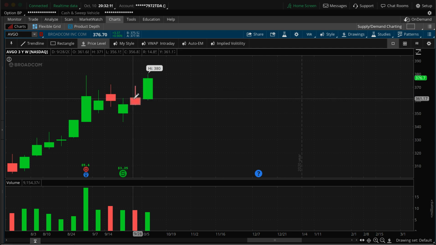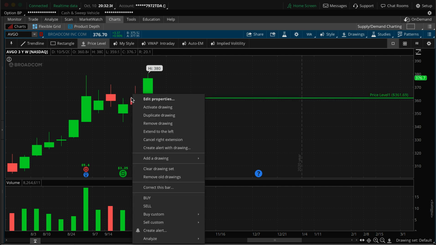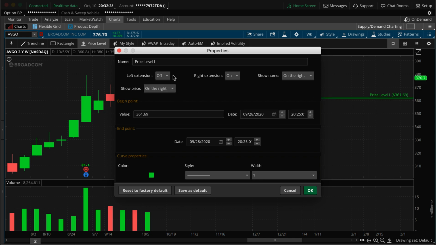So we could put one here. We have this basing candle followed by this rally, so we could put a zone there. Looking at the opening price of the candle, it was 261.68, so that is what we want to put as our price. I have mine set to green. You want your left extension off and your right extension on to show the name and the price on the right. So I said that was $361.68, I believe. I have mine green for the demand zone, and they'll be red for supply. So then we will call this weekly.